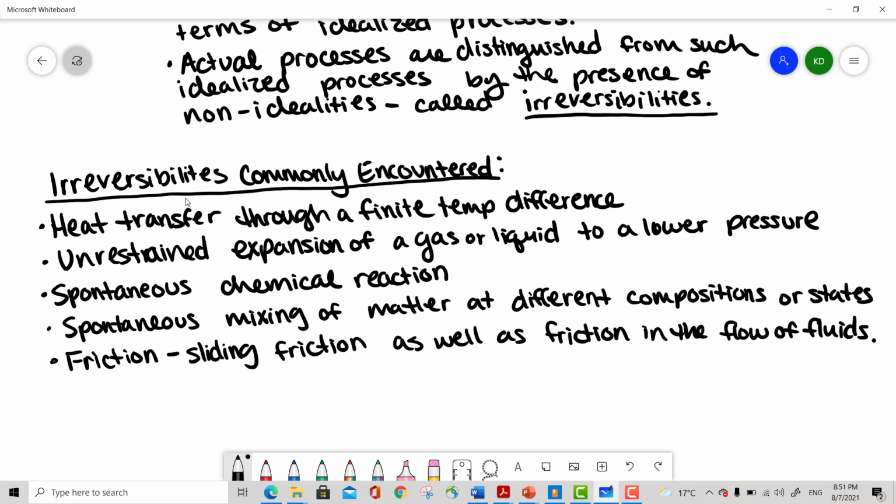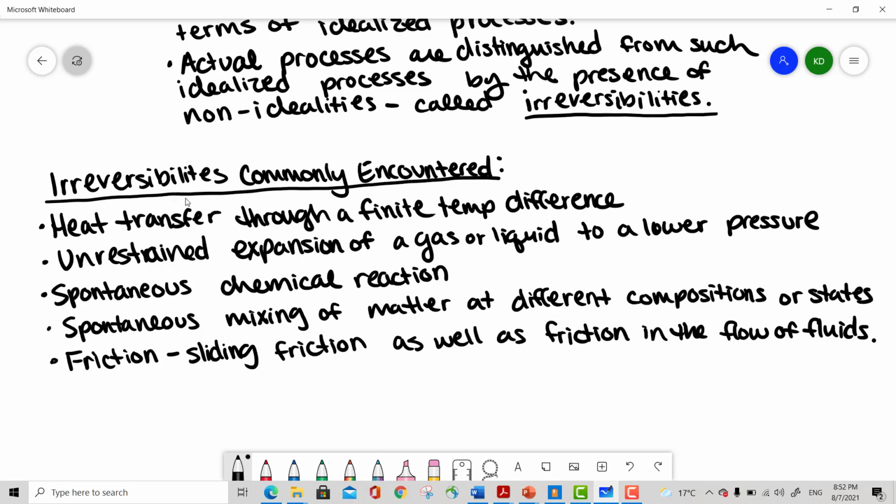So spontaneous chemical reaction. Or friction. We get friction anytime two things touch, pretty much. So a flow of fluid or some kind of sliding friction. Heat transfer through a finite temp difference, right? So maybe even a temp difference that the device you're using to measure is not precise enough to tell the difference in. And so then we're getting some of that heat transfer. So that's just some examples to help you understand that.